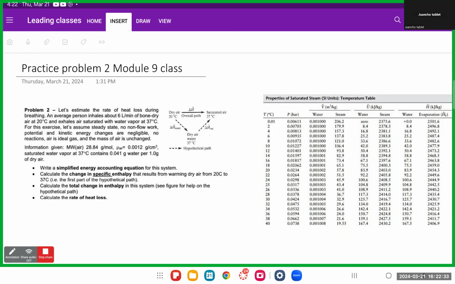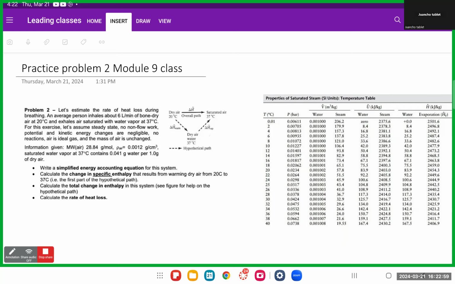I'm just looking at the map right now. I'm not reading the problem yet. We have dry air that we're breathing in. And then in our lungs, we have water. That water then becomes what we call saturated air. So we have water vapor. That's what it means. Okay. So essentially what we have here is breathing dry air, spitting out the same air plus some water.